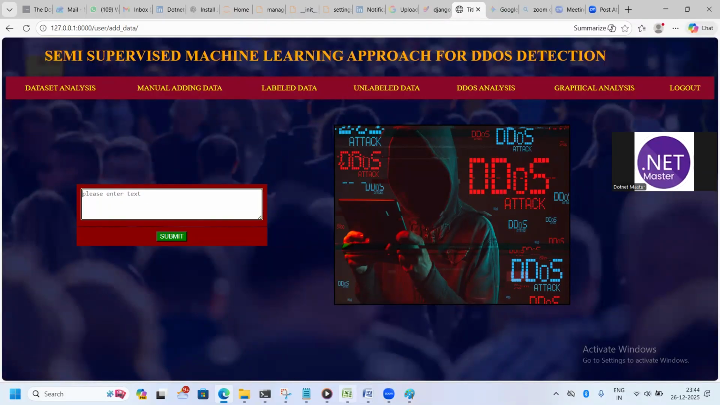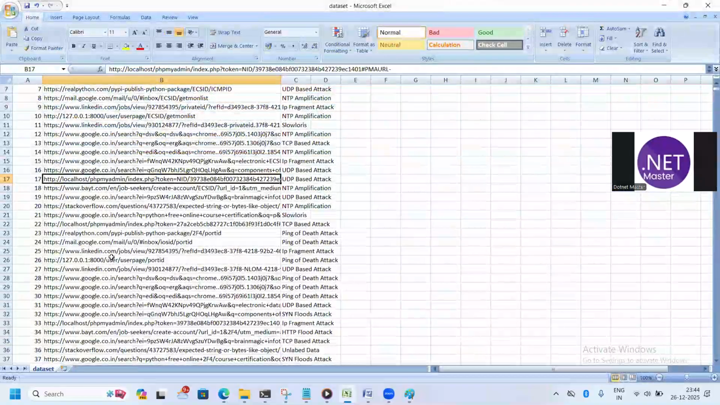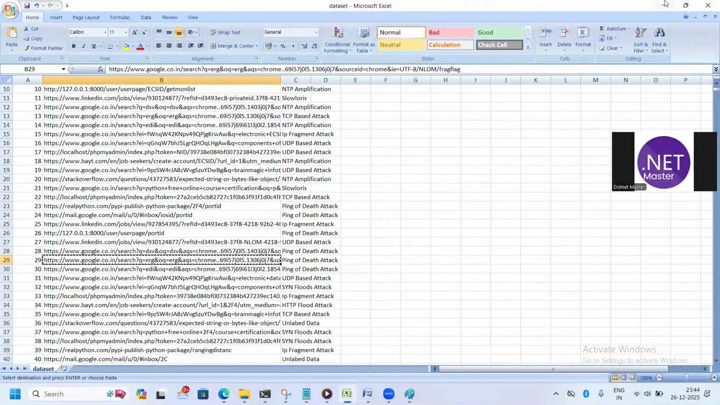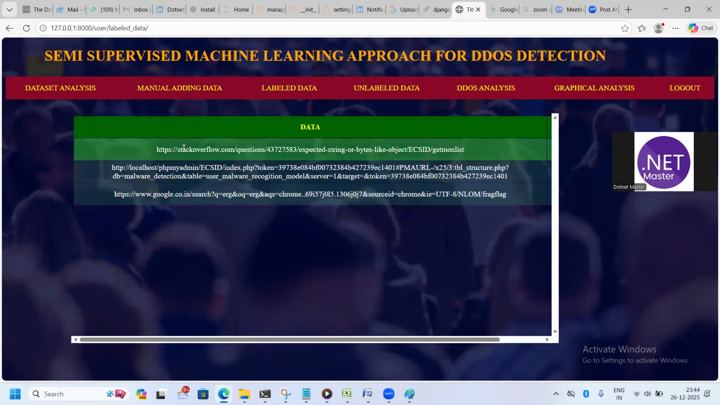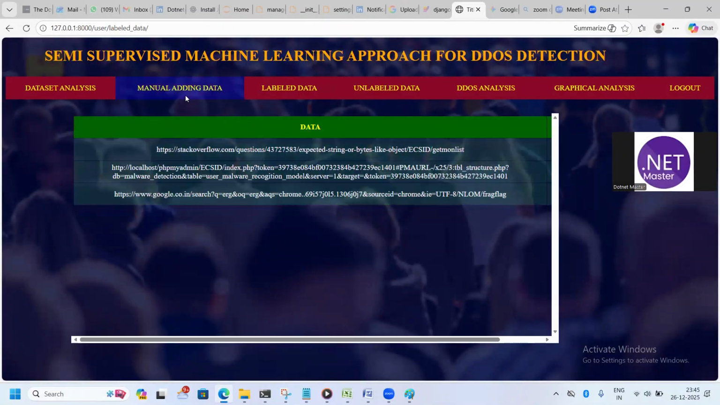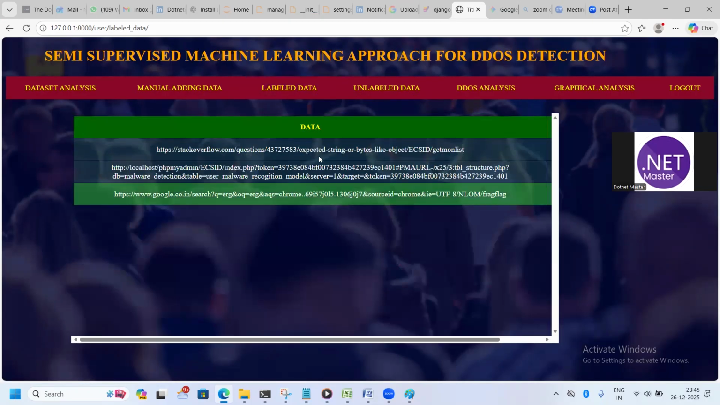So manually, let's suppose this is the dataset we have. Okay, I have this kind of different dataset. Let's suppose I want to add this kind of data. See here, I am adding this website submitted. Okay. Now whatever request comes, it is going to be classified, whether it is website traffic or something you add manually. So it is going to be categorized as a labeled kind of data or an unlabeled kind of attack. So all these things are categorized as labeled and unlabeled data. Okay. So this is the unlabeled data and this is the labeled data.